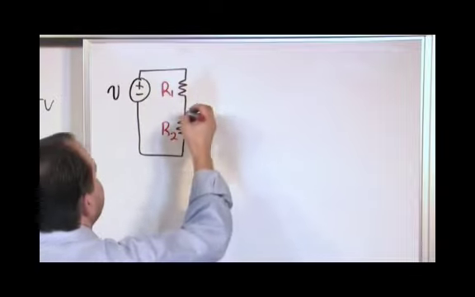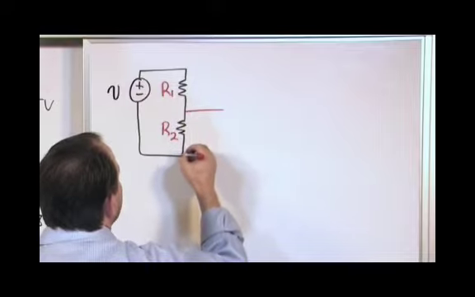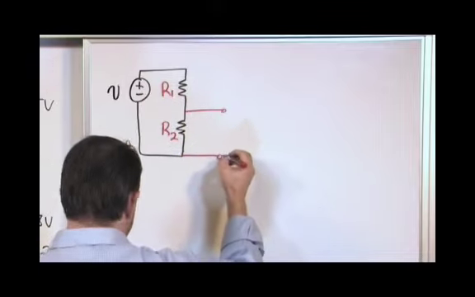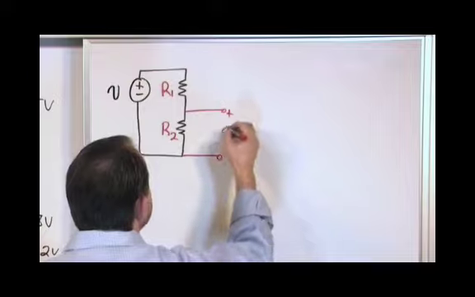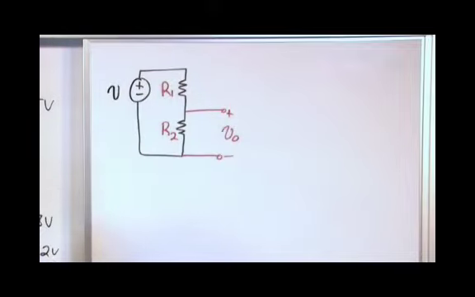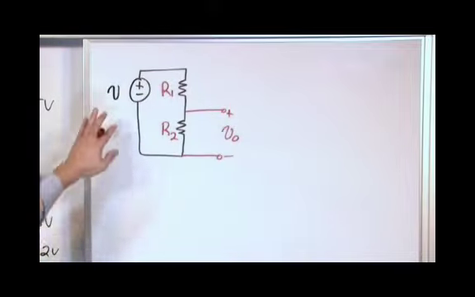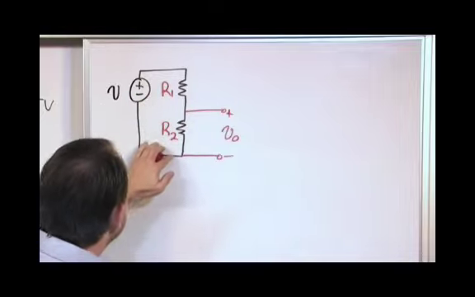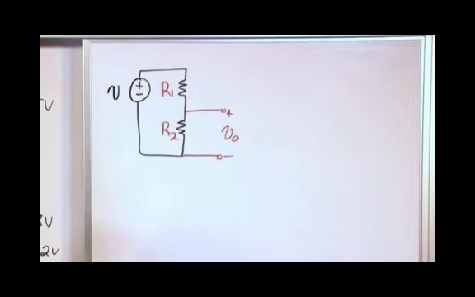And what we're interested in doing, let's say, is tapping off a voltage right here, and we're going to call that V sub naught. This is what's going to end up being connected to some load. Now, we don't know what this is, we don't know what this is, we don't know what this is. We're showing you an equation to really do that.